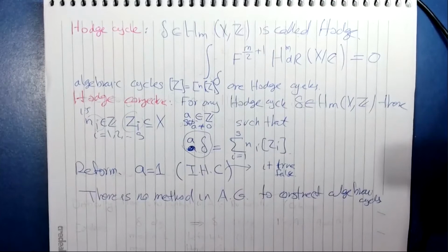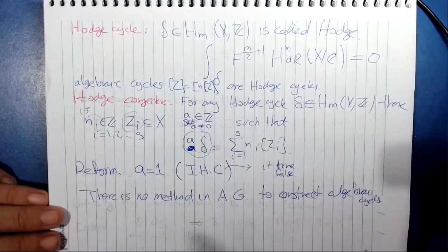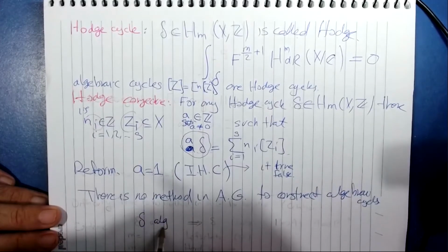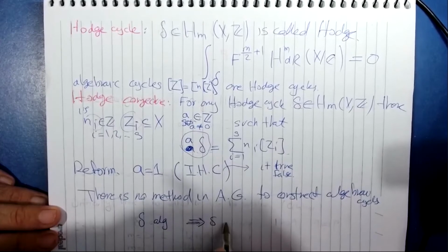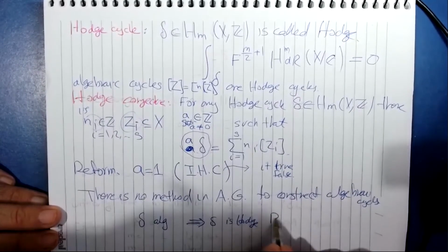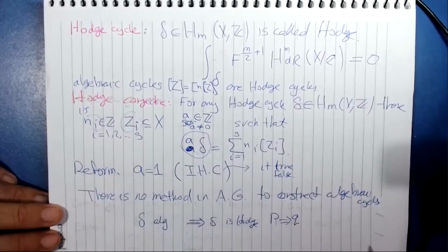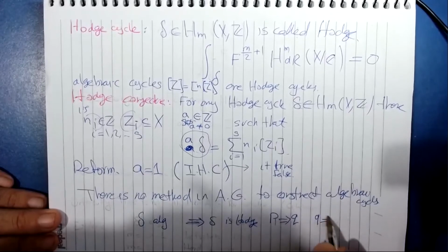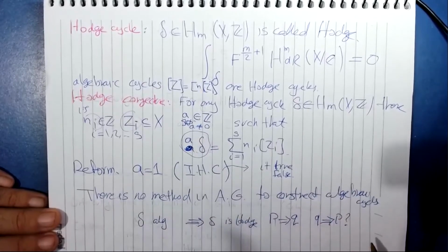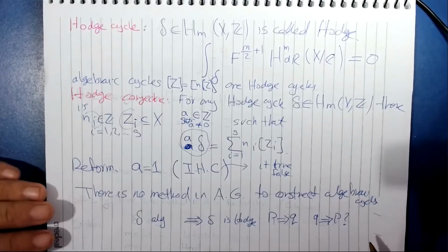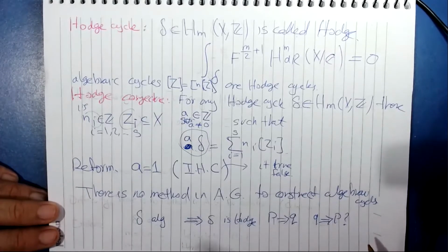So what are the main evidences for the Hodge conjecture? The first main evidence is from where it comes. So it was: delta algebraic implies that delta is Hodge. Whenever we have a P implies Q statement in mathematics, we would like to understand if Q implies P is also true. And this is the main reason for the existence of the Hodge conjecture.